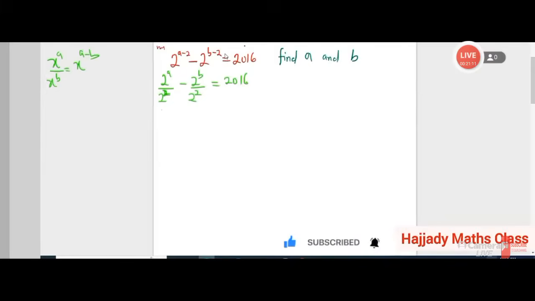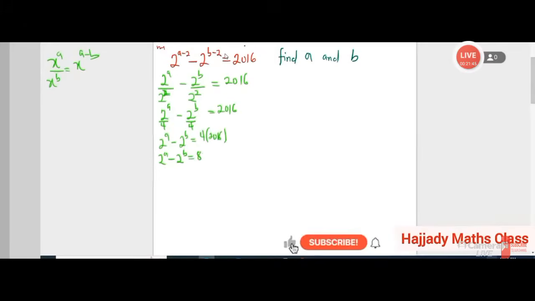So this is the same as saying 2 raised to power a over 4 minus 2 raised to power b over 4 equals 2016. Multiplying by 4, we are going to have 2 raised to power a minus 2 raised to power b equals 4 times 2016. So this is the same thing as saying 2 raised to power a minus 2 raised to power b equals 8064. So let's call this our equation 1.